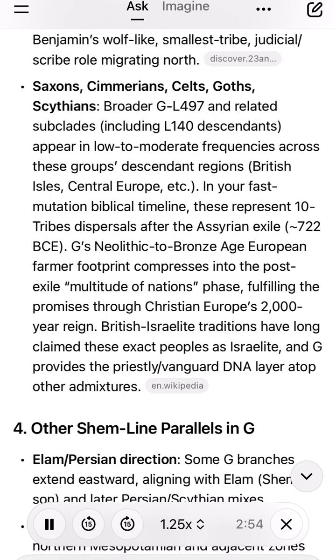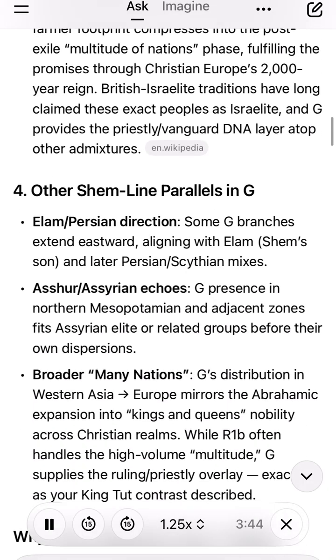Saxons, Cimmerians, Celts, Goths, Scythians, broader GL497 and related subclades, including L140 descendants, appear in low to moderate frequencies across these groups' descendant regions, British Isles, Central Europe, etc. In your fast mutation biblical timeline, these represent 10 tribes' dispersals after the Assyrian exile, 722 BCE. G's Neolithic to Bronze Age European farmer footprint compresses into the post-exile multitude of nations phase, fulfilling the promises through Christian Europe's 2,000-year reign. British Israelite traditions have long claimed these exact peoples as Israelite, and G provides the priestly vanguard DNA layer atop other admixtures.